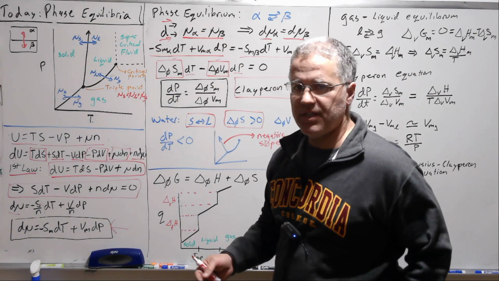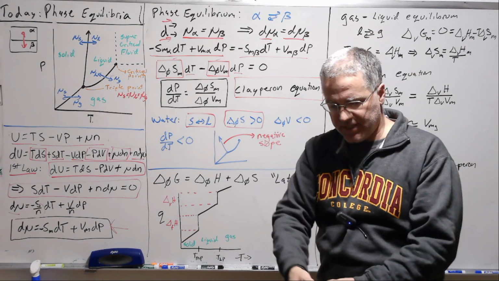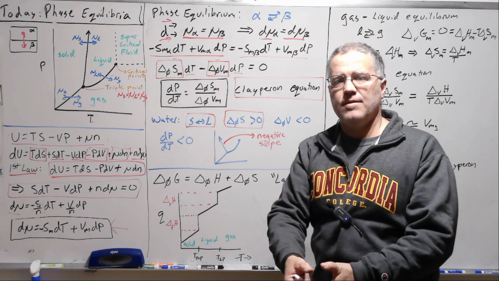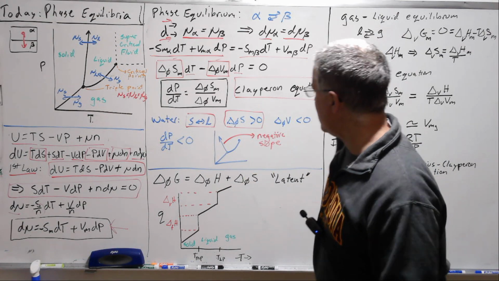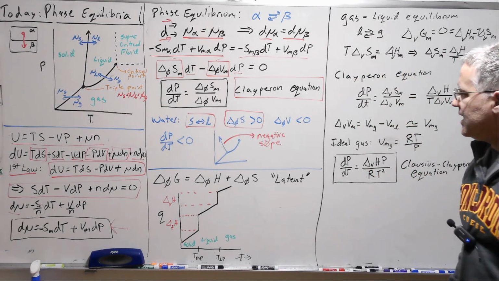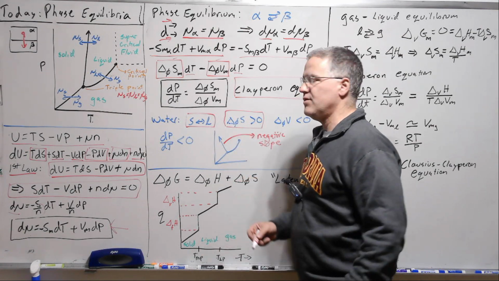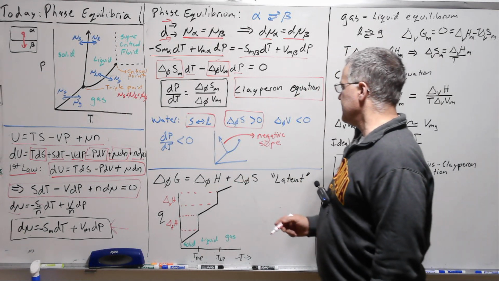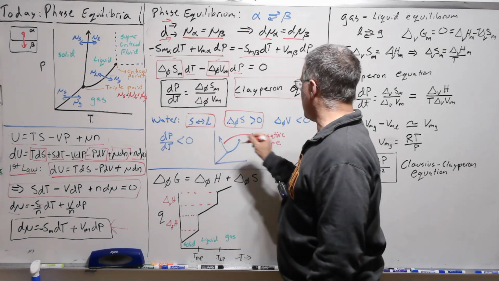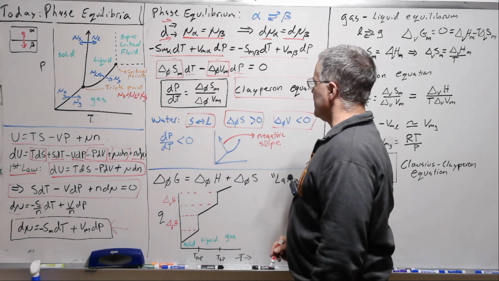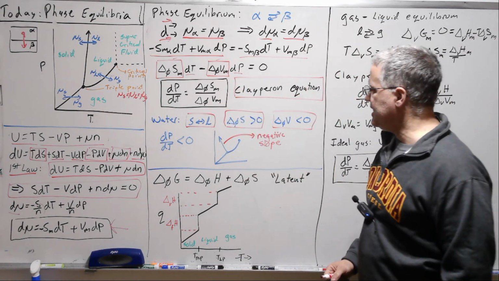Other substances, the solid is more dense than the liquid, and the solid sinks to the bottom of its own liquid. But water is, as you well know, ice floats. So the solid is less dense, and so the same amount of water molecules in a solid will take up more volume than in a liquid. And so liquid minus solid is negative. And so if we look at this side, we have a positive over a negative. We should have a negative dP/dT.